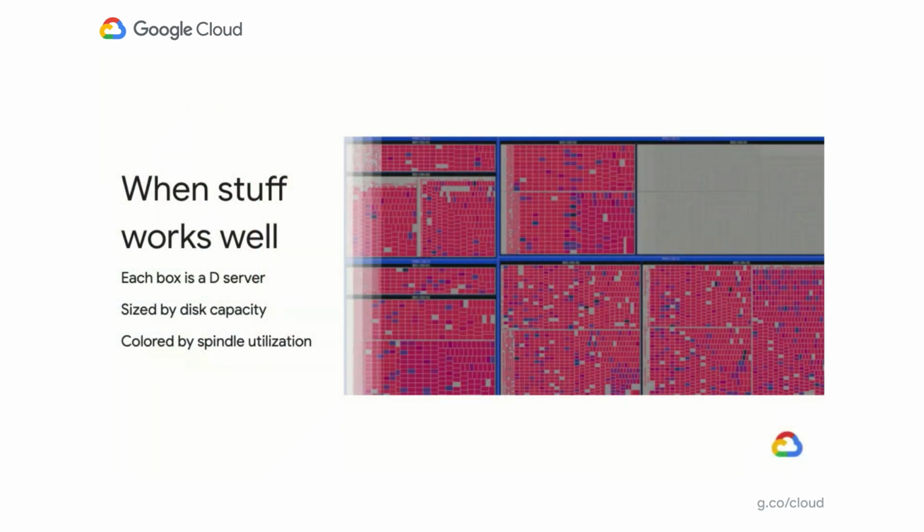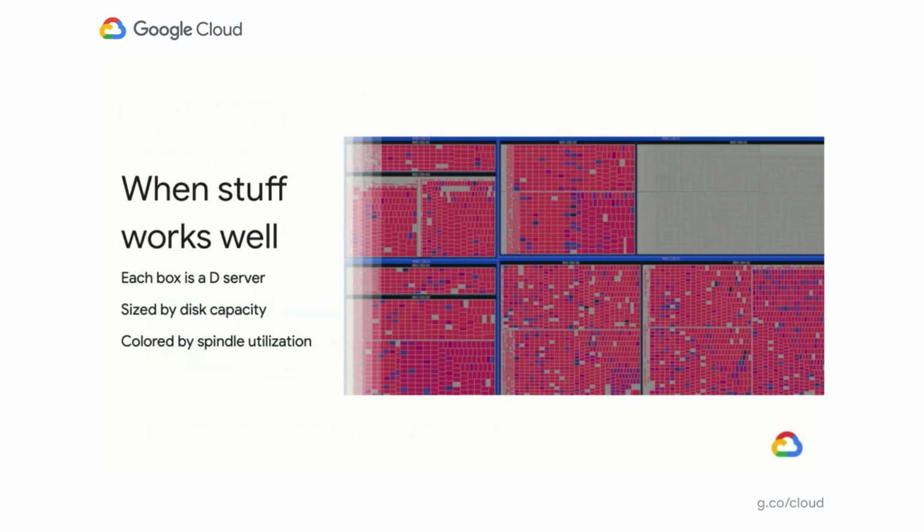Okay, so this is a picture of one of our internal dashboards used to monitor and debug storage performance in a cluster. There's a lot of boxes in this visualization. Each of those small boxes is a D server, and they're sized by disk capacity and colored by spindle utilization.